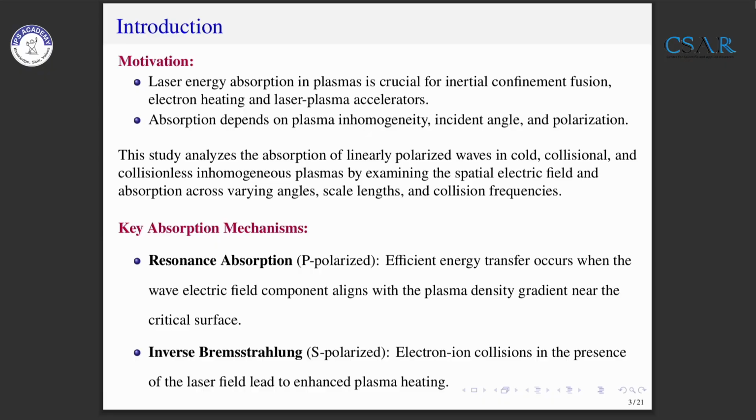There are two absorption mechanisms: resonance absorption and inverse bremsstrahlung absorption. Resonance absorption occurs at scale length greater than 1. In case of P-polarized light, efficient energy transfer occurs when the wave electric field component aligns with the plasma density gradient near the critical surface. In the case of S-polarized light, the key mechanism is inverse bremsstrahlung, in which electron-ion collision in the presence of the laser field leads to enhanced plasma heating.